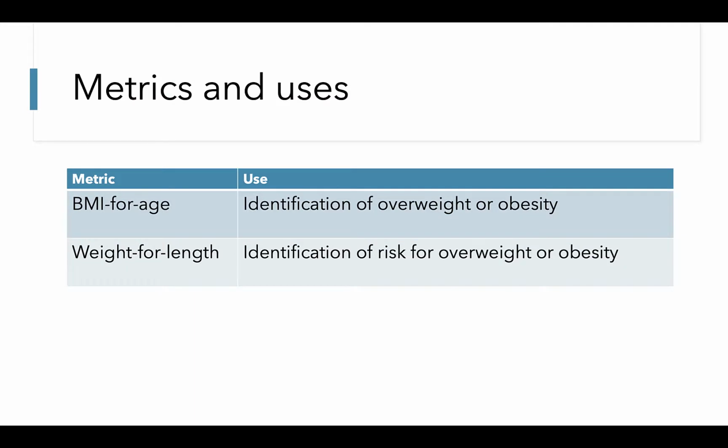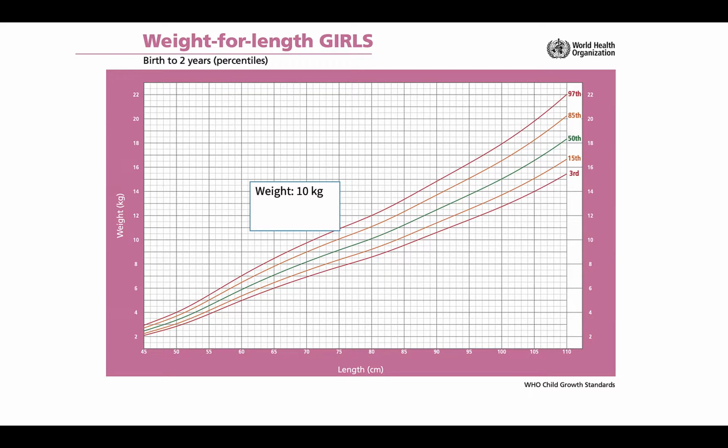We can also look at a baby's weight for length, which is a little bit different in that it can identify risk for overweight or obesity, but does not require age. So here we have a weight for length chart for girls, which has length in centimeters on the x-axis and weight in kilograms on the y-axis. And so if we knew a baby's weight and length, we could get an assessment of their weight status based on these 2 measures. So if we have an infant girl who has a weight of 10 kilograms and a length of 75 centimeters, we can find the intersection between these 2 lines and see that this girl's weight for length would be classified in the 85th percentile.